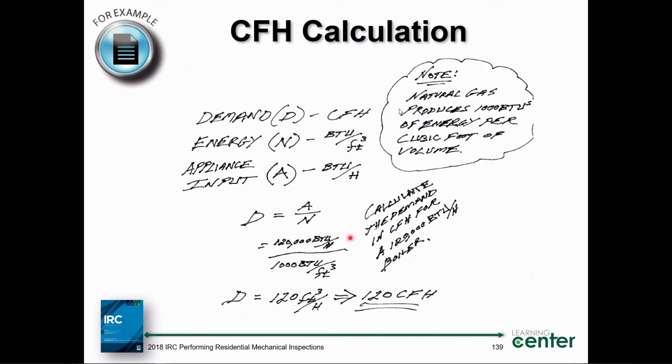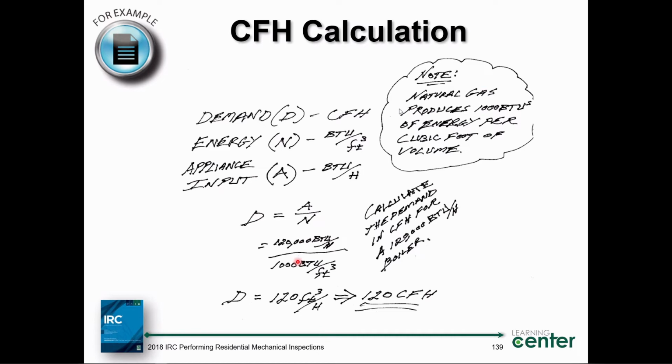If I take a look at a 120,000 BTU per hour boiler, I need to convert this to cubic feet per hour to size my piping. How do I do that? I simply put that value in the numerator, my appliance input rating, the A variable, and I divide it by the N variable, the energy produced from 1 cubic foot of natural gas.